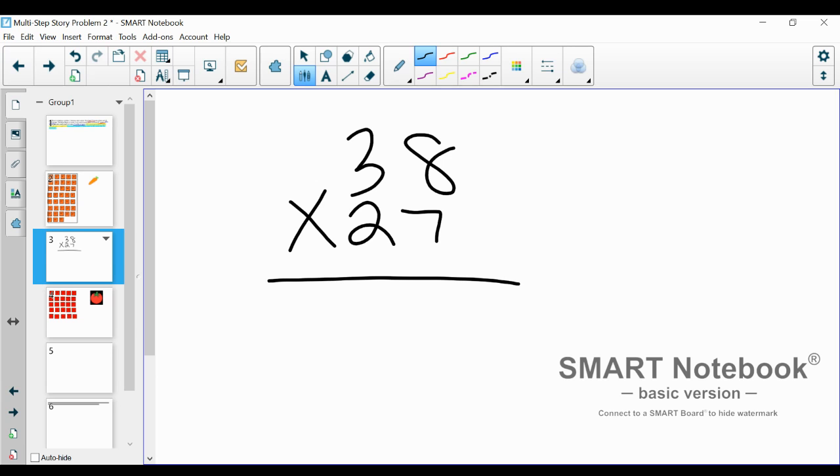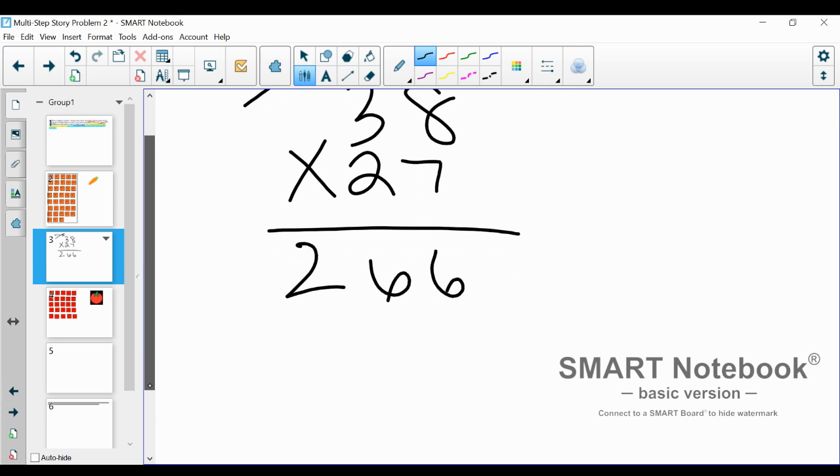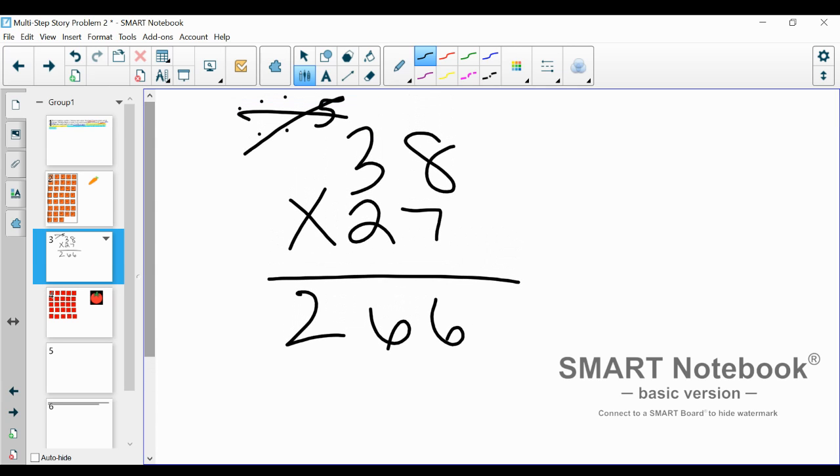So 8 times 7 is 56. 7 times 3 is 21, 22, 23, 24, 25, 26. And I've used this 5 just now, so I'm going to cross it off. Now, 2 times 8 is 16. And 2 times 3 is 6, plus 1 is 7.